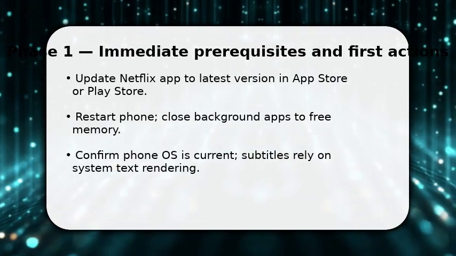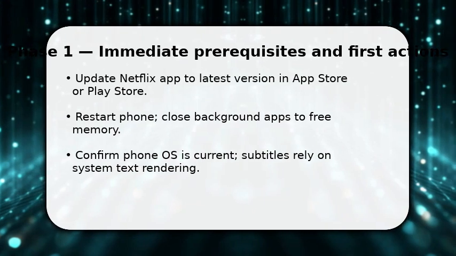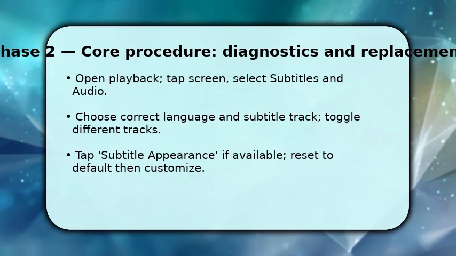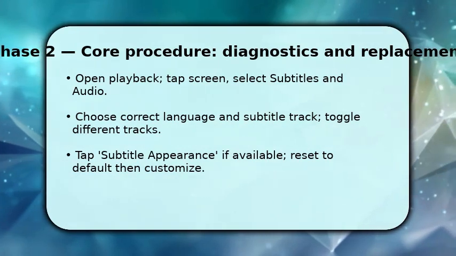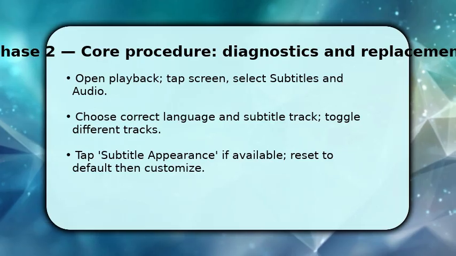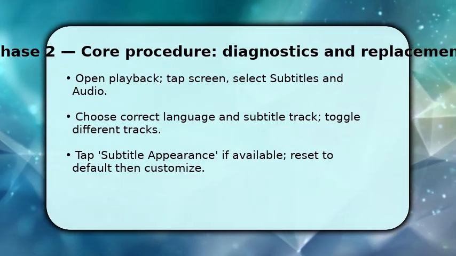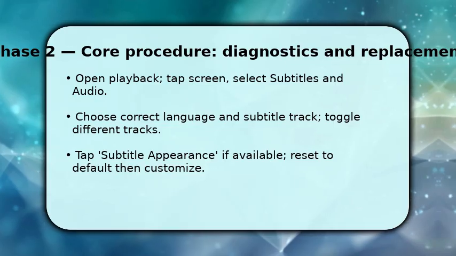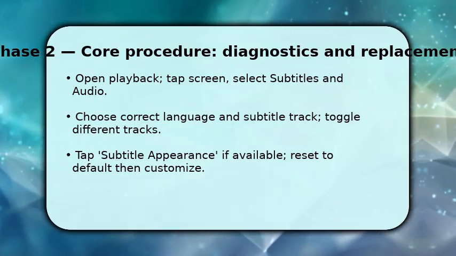Now, move directly to the app subtitle controls. You tap the playback screen, pick subtitles and audio, and explicitly choose the correct subtitle track. This reassigns the file Netflix delivers. Once done, try toggling to another language track and then back.